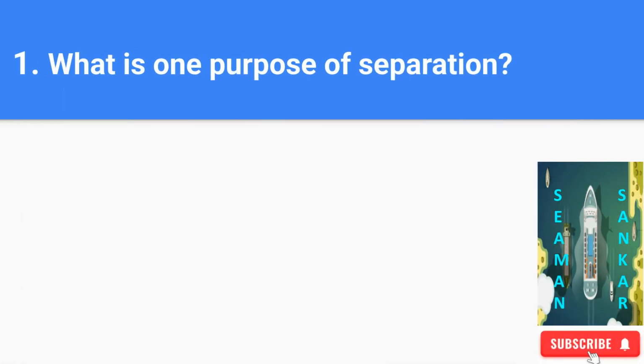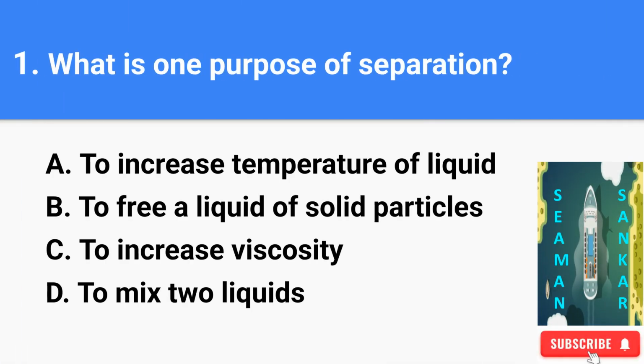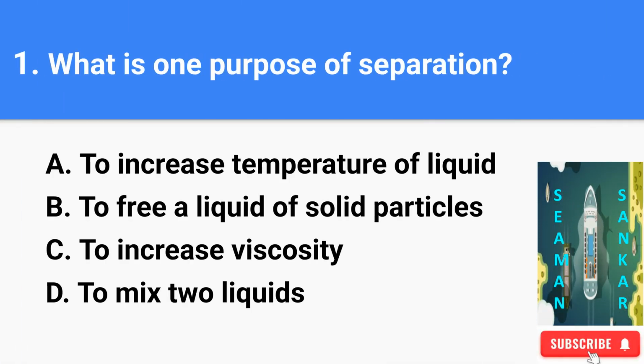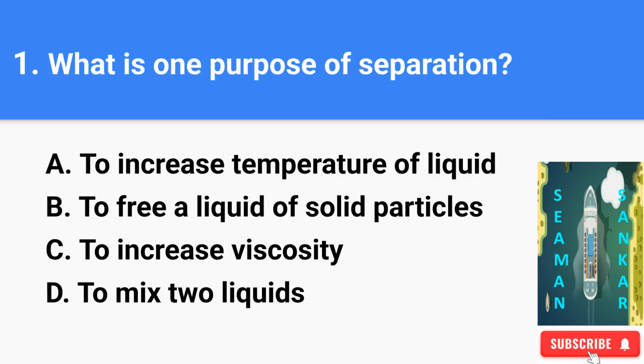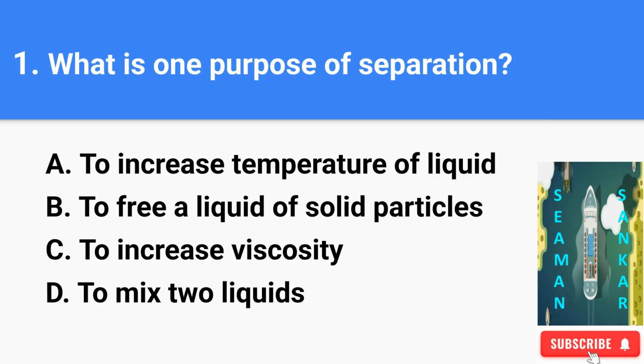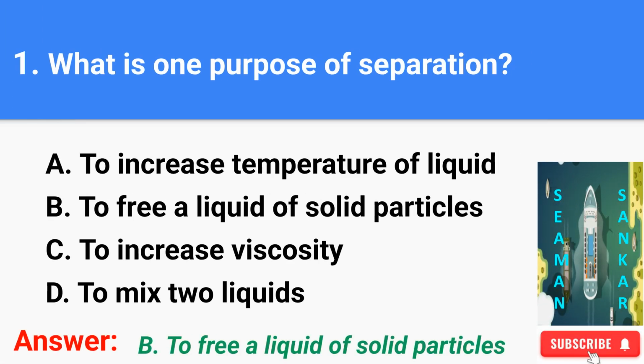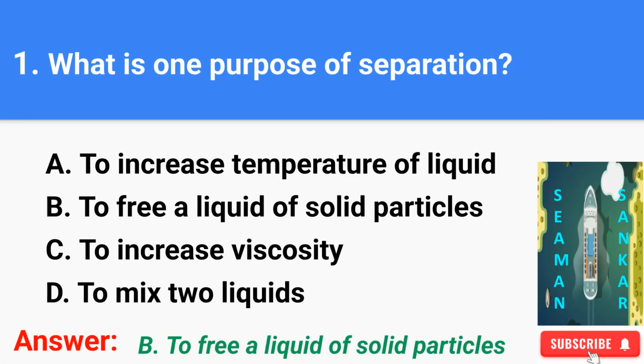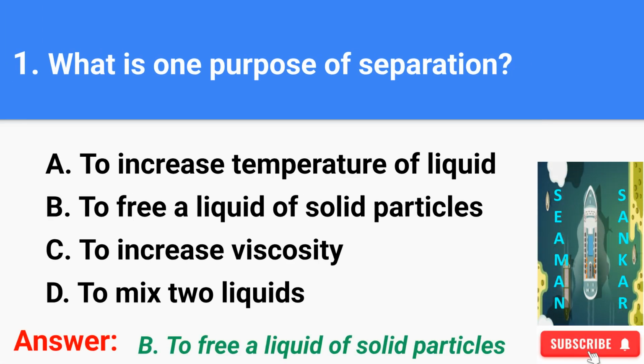Question 1. What is one purpose of separation? A. To increase temperature of liquid. B. To free a liquid of solid particles. C. To increase viscosity. Or D. To mix two liquids. The correct answer is B. To free a liquid of solid particles. Separation is used to clean liquids by removing contaminants.